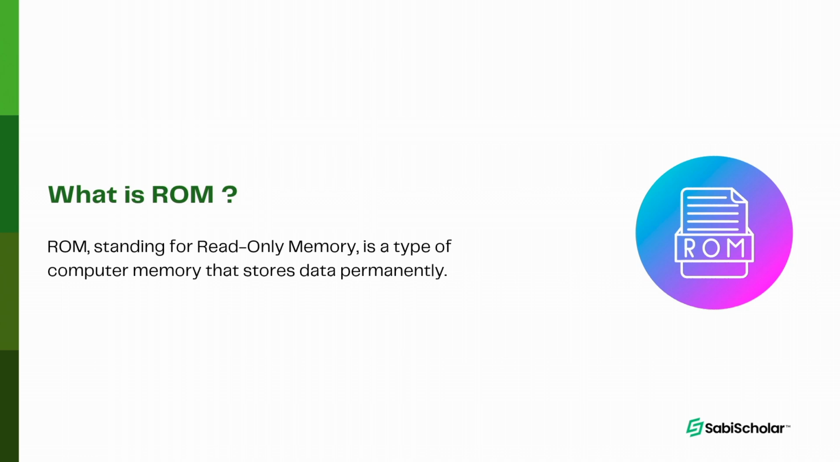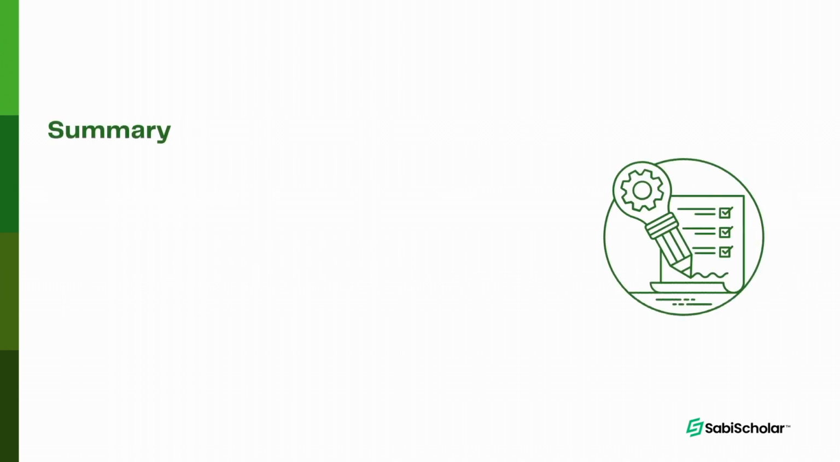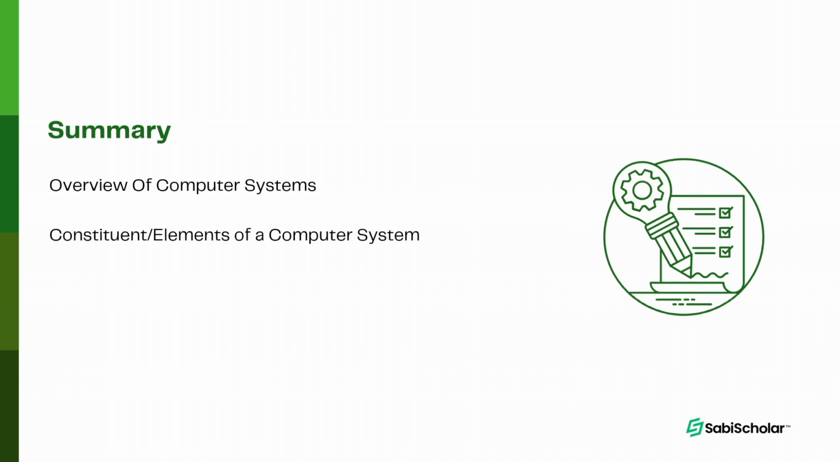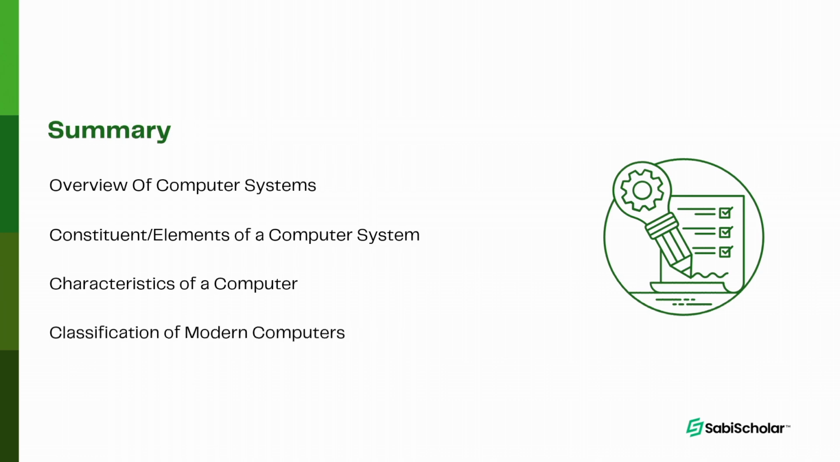So we've come to the end of this particular slide. In this slide, we've talked about the overview of a computer system. We've looked at the constituents, or you can call them elements, of a computer system. We've looked at the characteristics of a computer, such as accuracy and speed. We've looked at the differences between hardware and software, knowing that the hardware is the tangible and the software is the intangible part of the computer. And we've looked at examples of hardware devices, and external hardware devices as well.